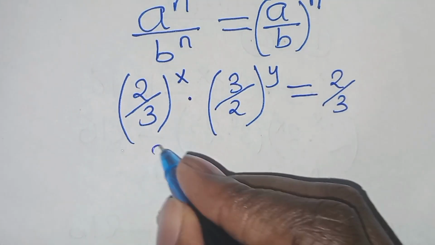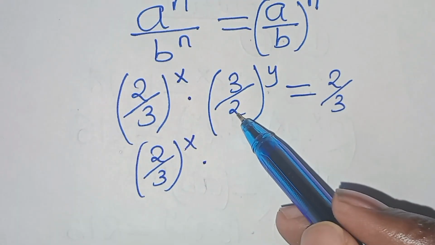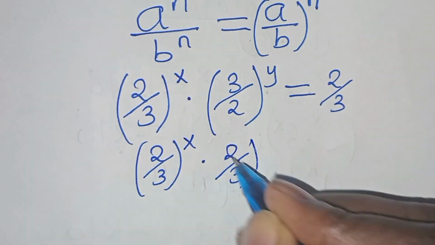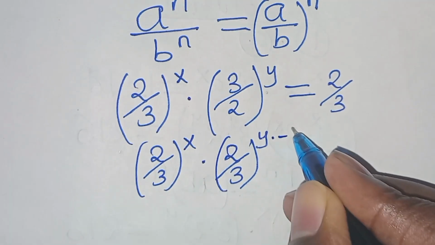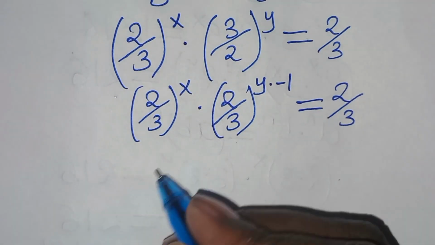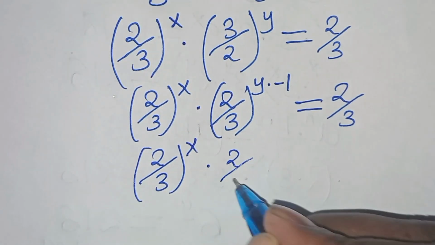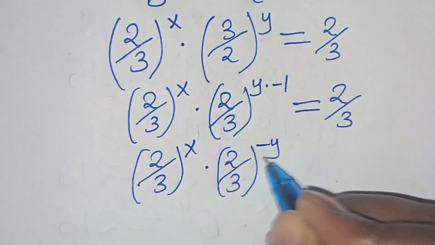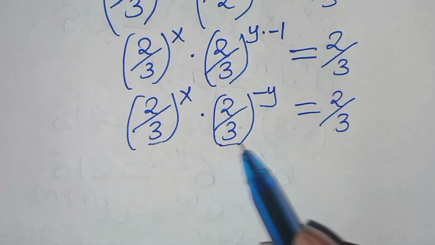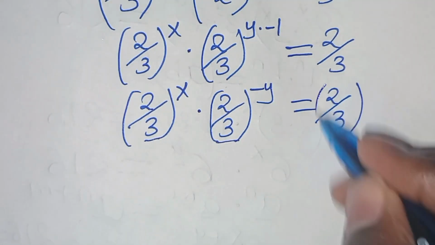The next step is that we'll have 2 over 3 raised to power x times, now 3 over 2, let's get the reciprocal of this. This is the same thing as 2 over 3 raised to power y times negative 1. So this is equal to 2 over 3. So this implies that 2 over 3 raised to power x multiplied by 2 over 3 raised to minus y, this is equal to 2 over 3. Now you can see the bases here are common. So this implies that 2 over 3 here, this is raised to power 1.